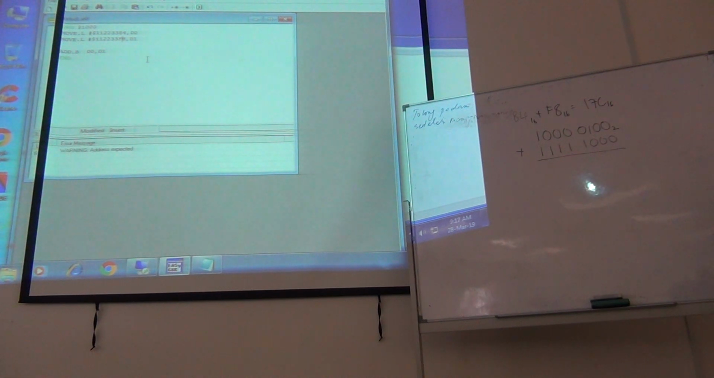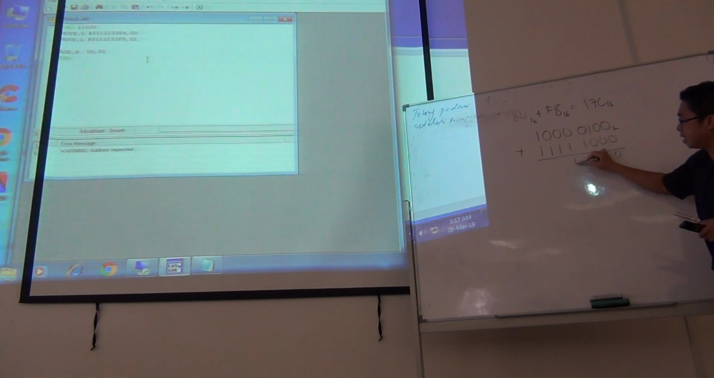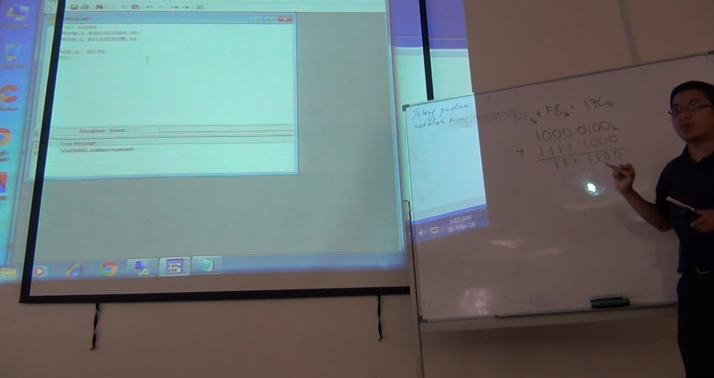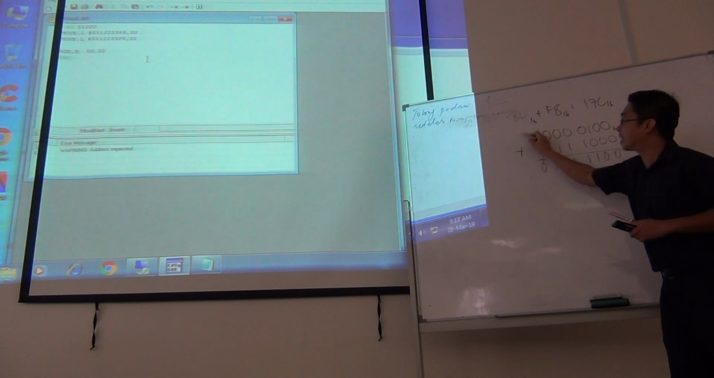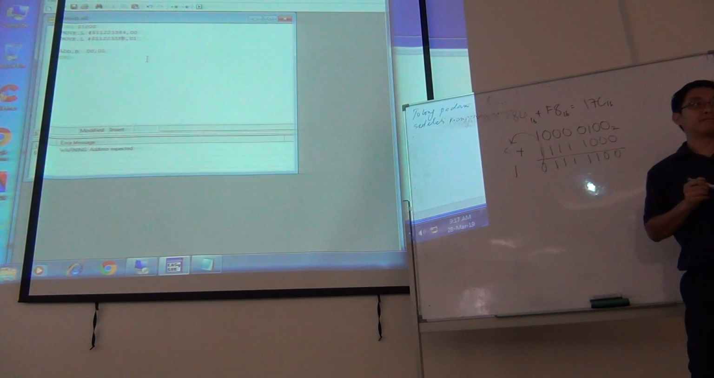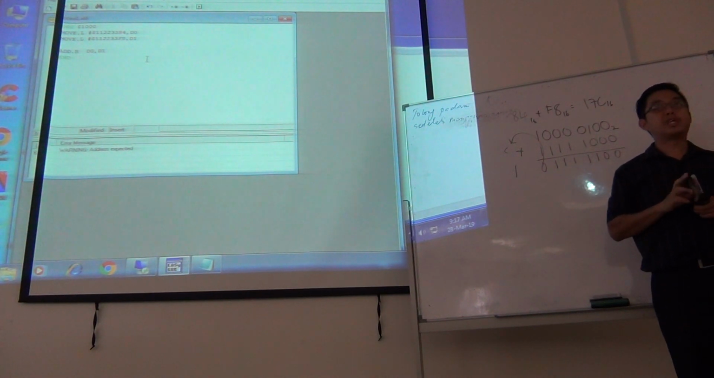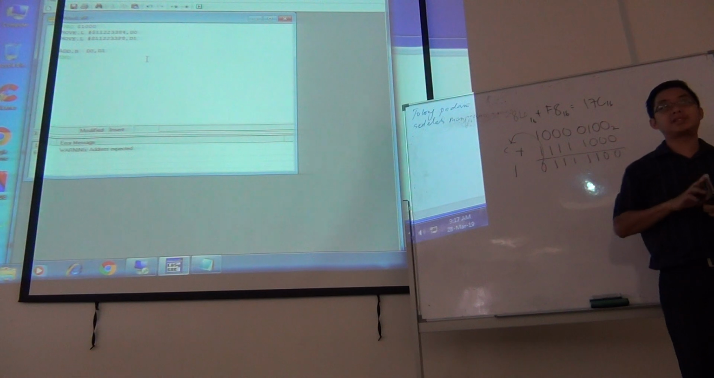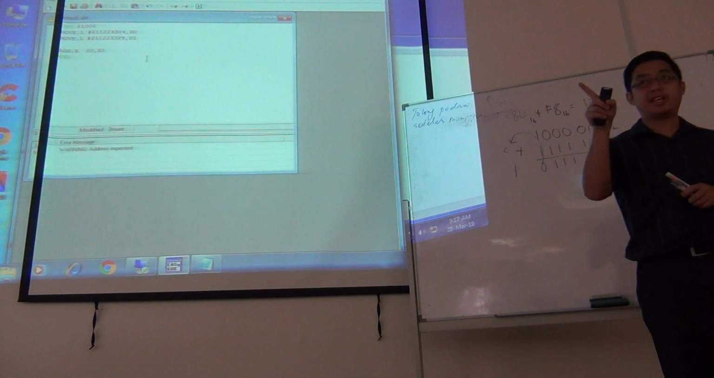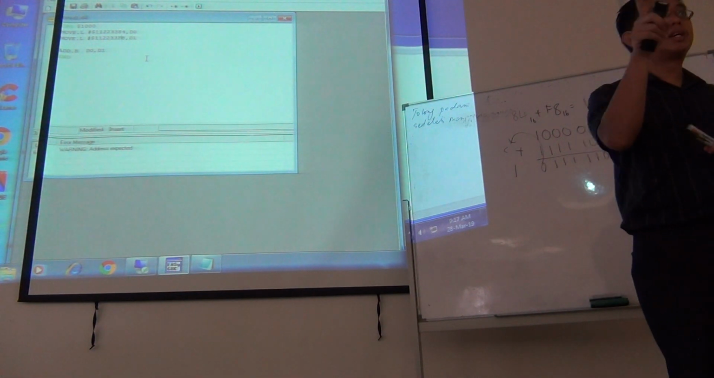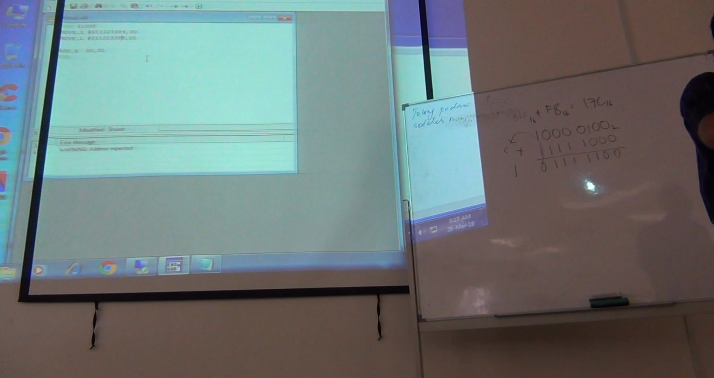So you add up this number. 0 plus 0, 0 plus 0, 1 plus 0, 0 plus 1, 1 plus 1, carry 1, then 1 plus 1 is 0, then carry 1. So that's why your carry is set to 1. Your C flag. Can everyone see the C flag? C flag is equivalent to 1.